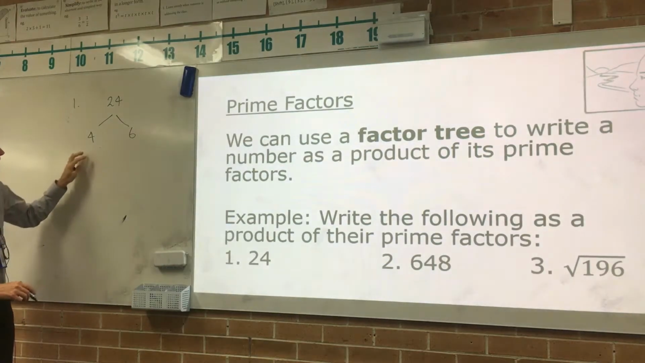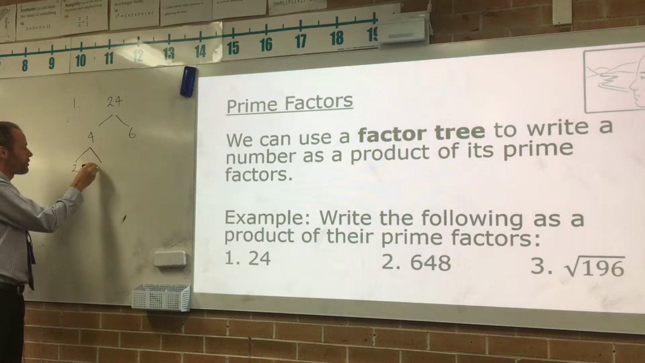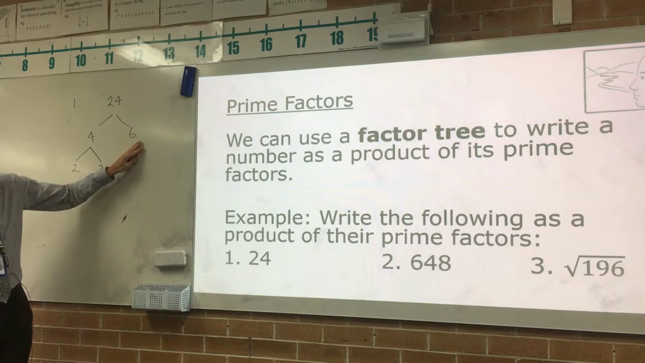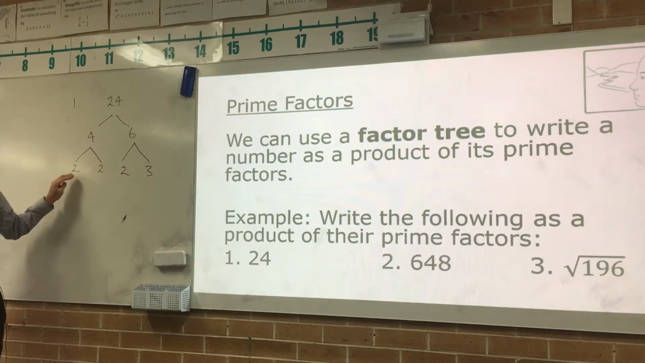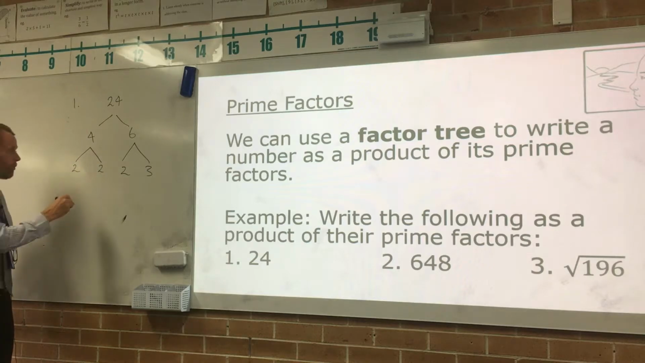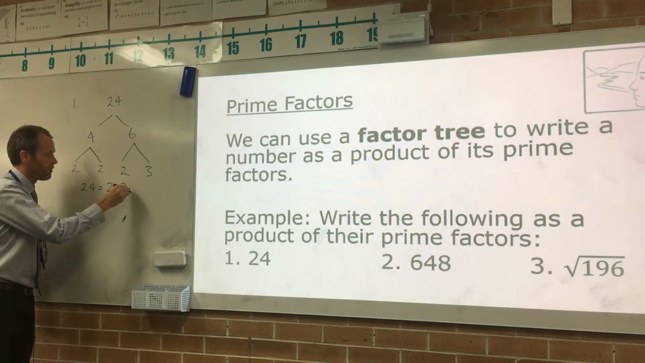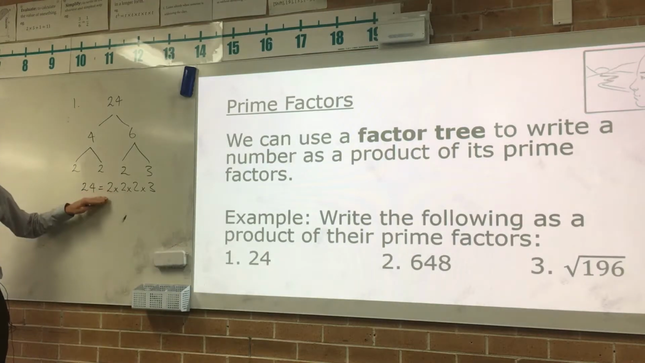Okay? From there, we want to think of what 2 numbers multiply together to give 4. Well, it's 2 and 2. What 2 numbers multiply together to give 6? 2 and 3, isn't it? Now, each of those is now a prime number. So we could actually say 24 is equal to 2 times 2 times 2 times 3. That is 24 as a product of its prime factors. That's how we do that one.